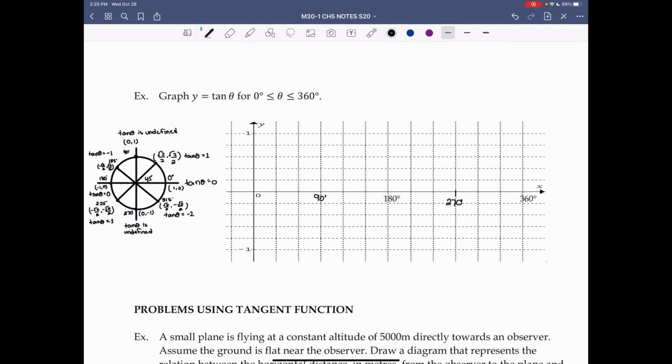Let's start by drawing our asymptotes, which occur at 90 degrees and at 270 degrees.